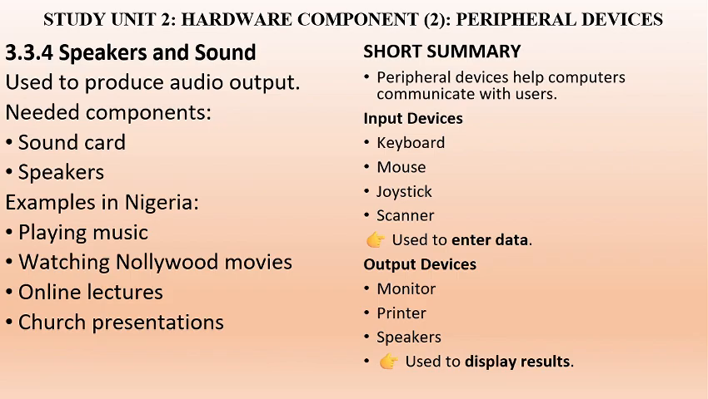A printer is used to print, to show results of documents as hard copy documents. Another one is the speaker. The speaker is for sound; it is used to produce sound. Maybe you are trying to make a music or sound production, then you make use of the speaker. So this is used to display results. That is the importance of the output device.